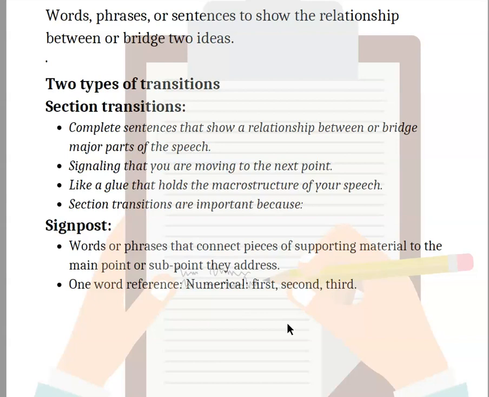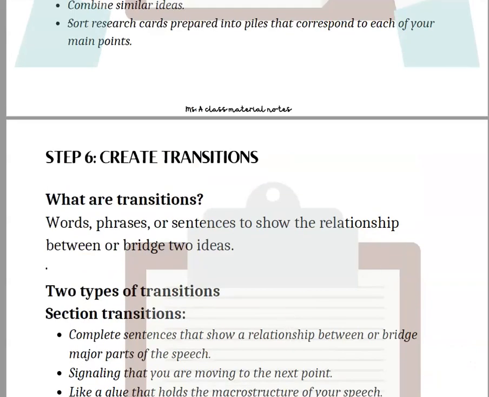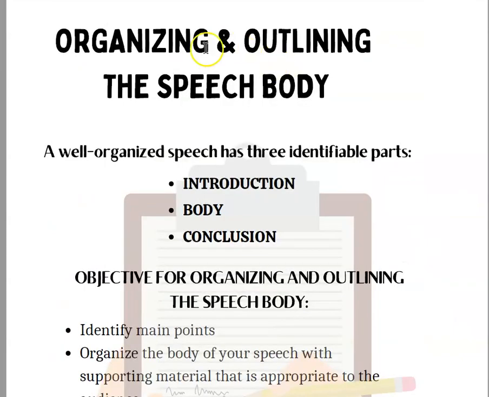Alright, so these are the types of transition, and there are 6 steps, and this is the topic on organizing and outlining the speech body. We will do more on this, or we will discuss more on this during class.